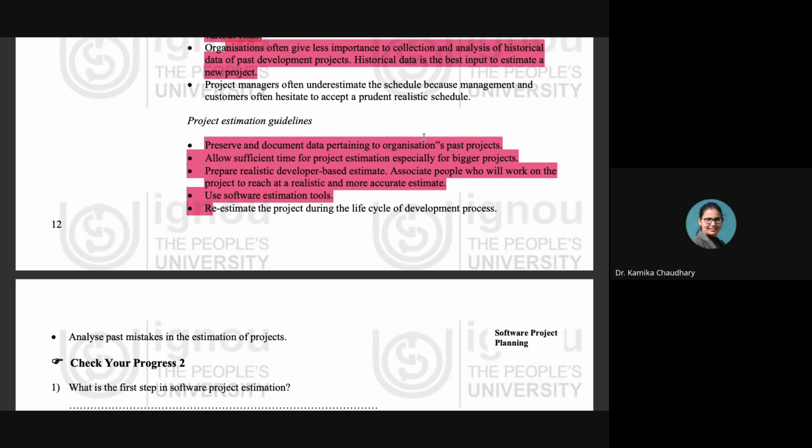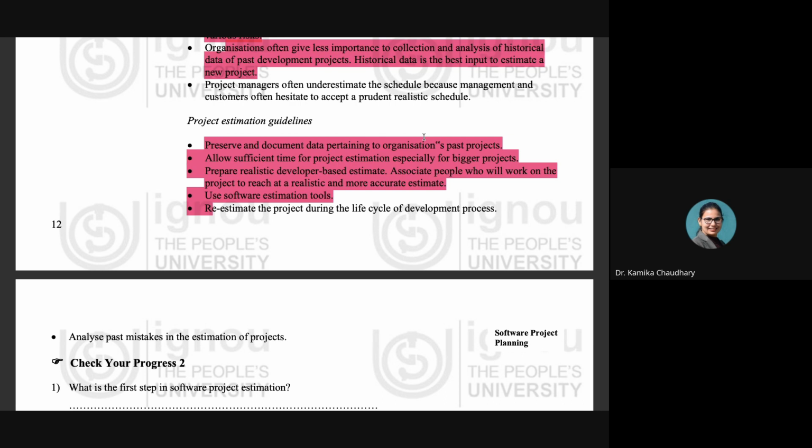Then, prepare realistic developer-based estimates. Associate the people who will work on the project to reach a realistic and more accurate estimate. Obviously, the estimates should be realistic. They should not be haphazard estimates. The next project estimation guideline is the use of software estimation tools. Yes, there are various tools that have been developed whose function is to do the estimation work for the development team. So these tools can also be used for software estimation.